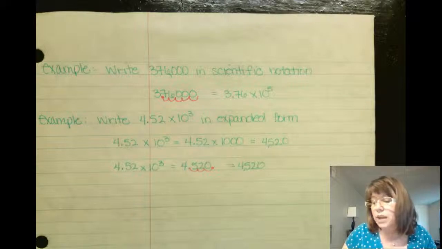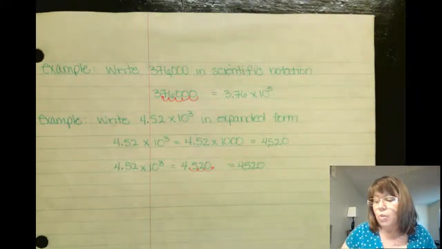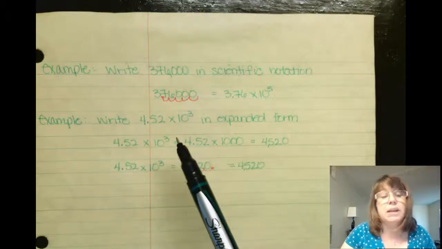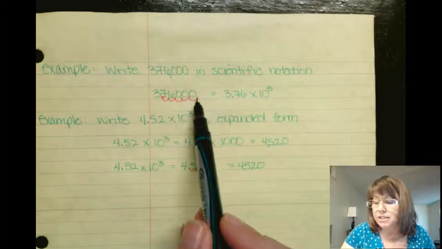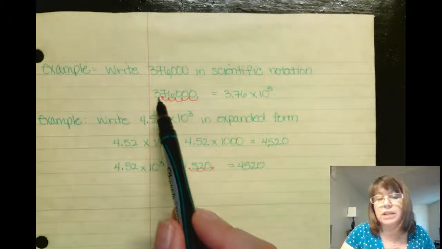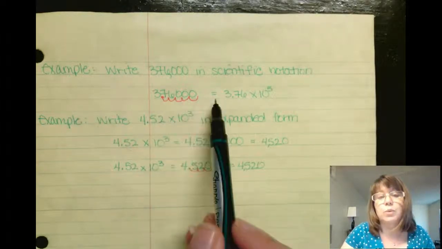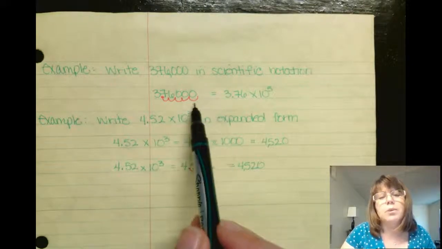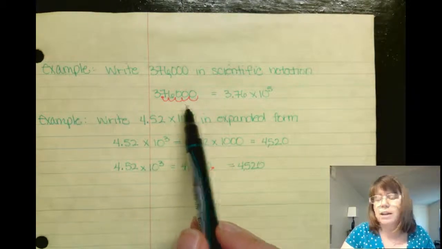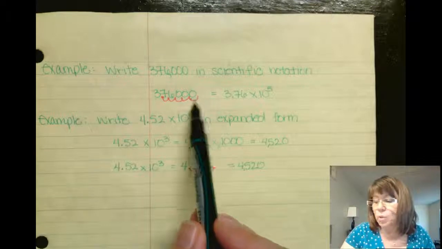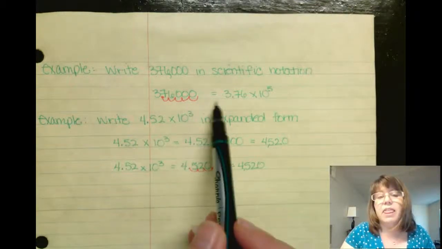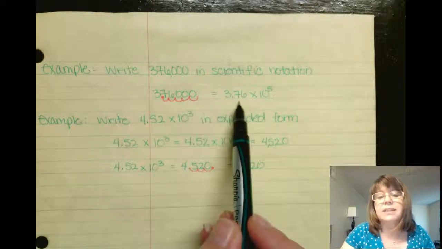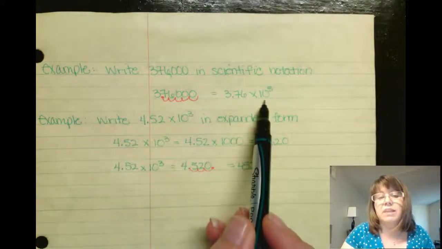So let's write 376,000 in scientific notation. What I want is a number between 1 and 10. So I'm going to have to move the decimal place over to between the 3 and the 7. So it looks like 3.76. But 3.76 times 10 to the what? I moved the decimal 1, 2, 3, 4, 5 spaces to the left. Therefore, it's going to be 3.76 times 10 to the 5th.